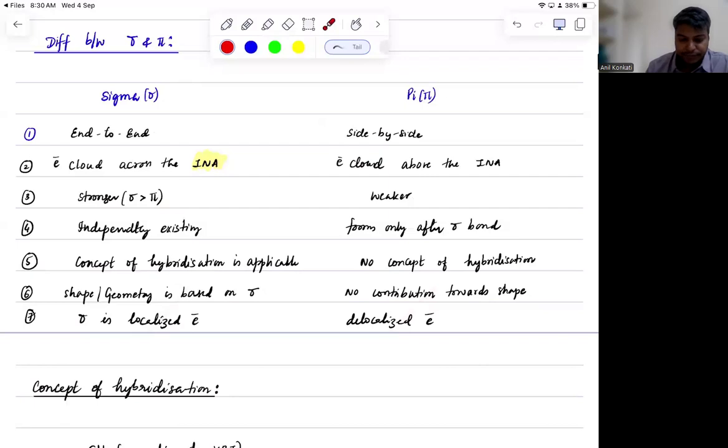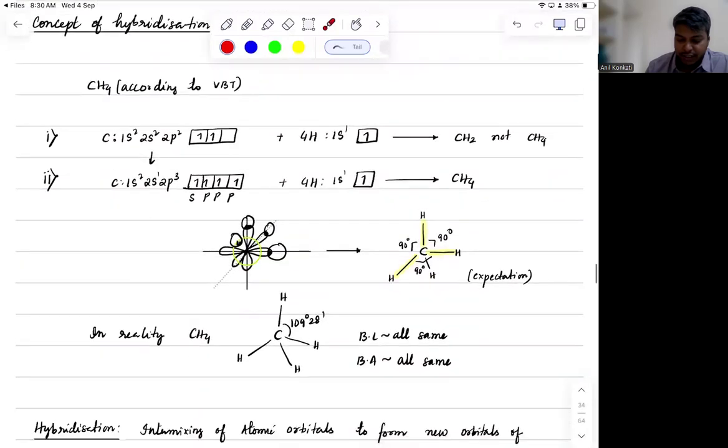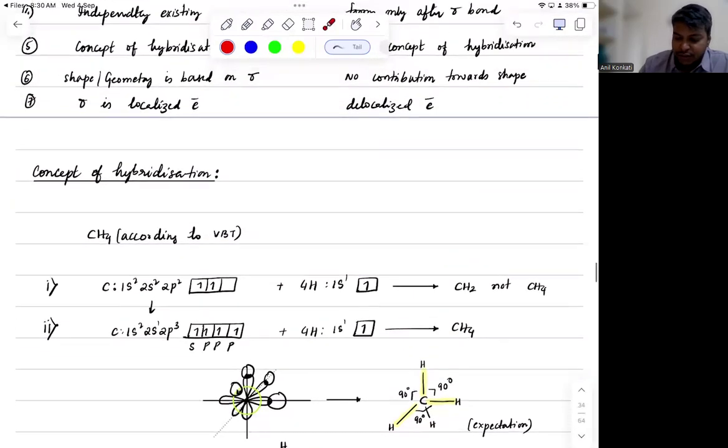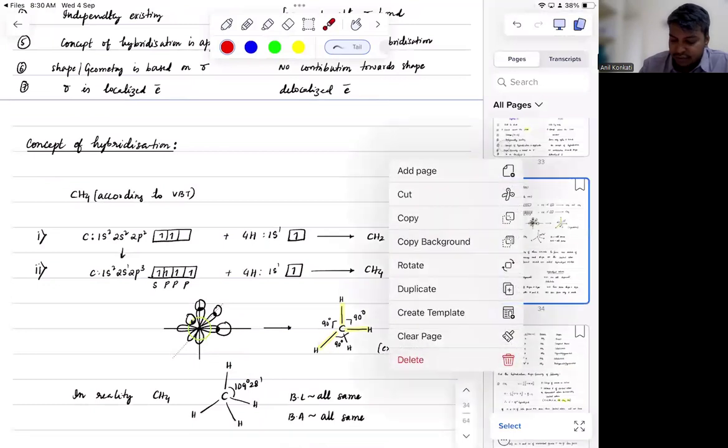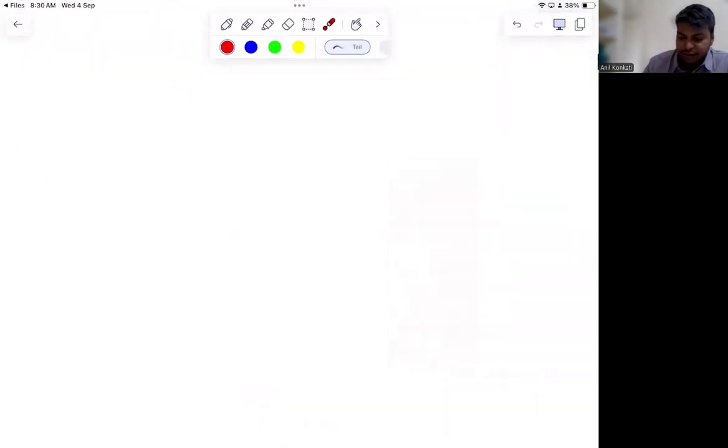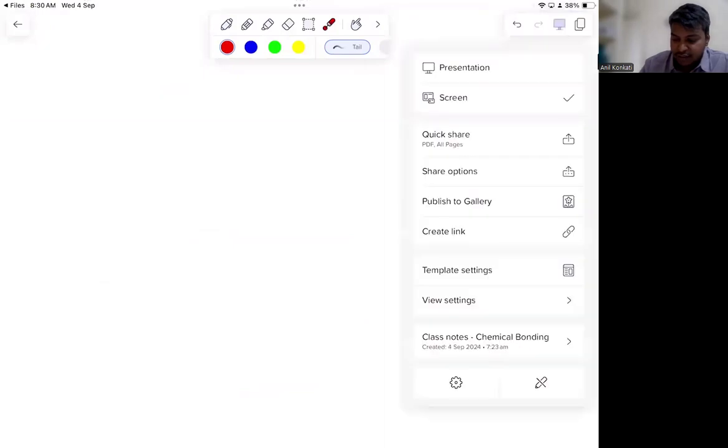Clear on that? Right. Now, just one more addition here because I forgot to add that line. I would suggest you make a note of this one because it is not given in the notes.